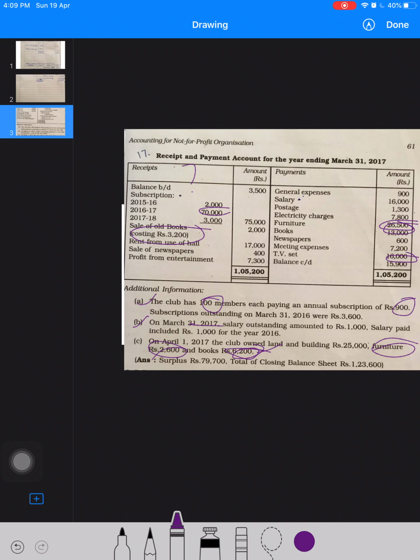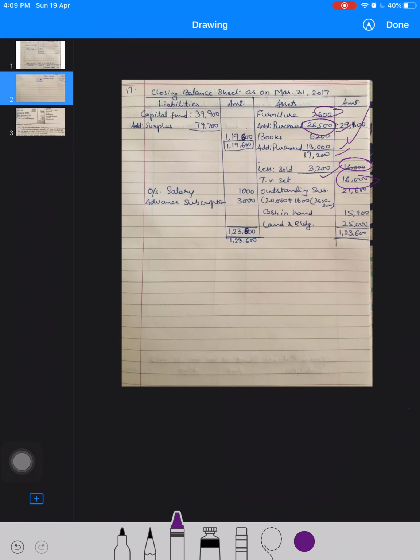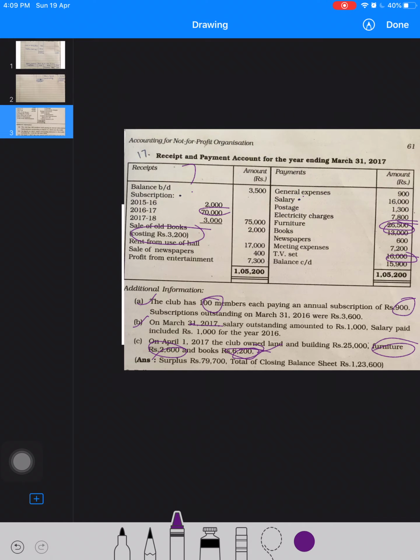Balance carried down, this is our closing cash in hand, so write down in the closing balance sheet cash in hand 15,900. You should always have that judgmental mind about how much space you have to leave. Cash in hand is generally written below. Land and building should go up, cash in hand should come down, so approximately leave that space. So cash in hand you have written 15,900. So all these payment sides are over.